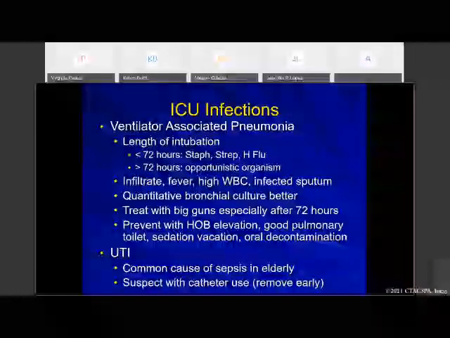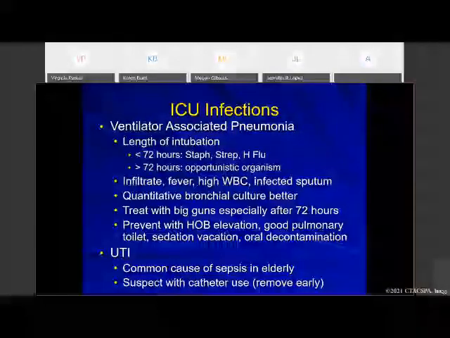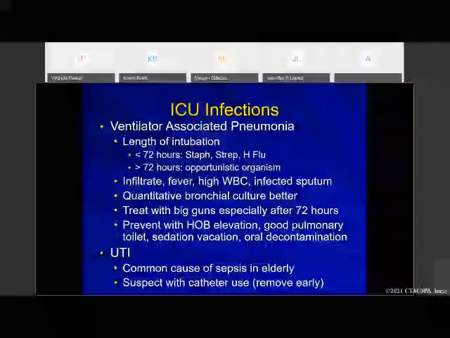35% higher mortality if you guess wrong with your antibiotics. So you want to start big and you de-escalate. Zosyn's a good drug. At Stanford we call it Killer Z. So you start with something big, and then you de-escalate.